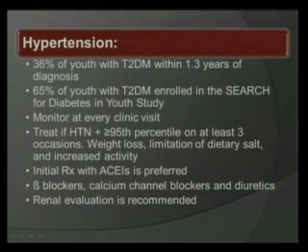If this intervention fails, we can use an ACE inhibitor, which is the preferred drug of choice for blood pressure. And if the ACE inhibitor fails, there are other agents that have been used in pediatrics, like beta blockers, calcium channel blockers, and diuretics. And renal evaluation is always recommended.